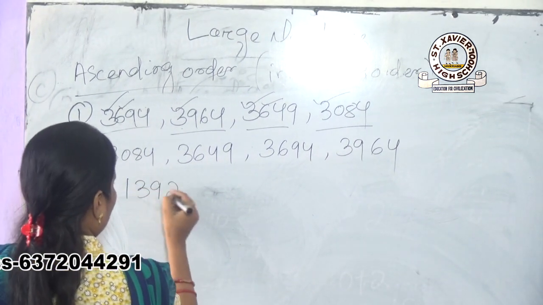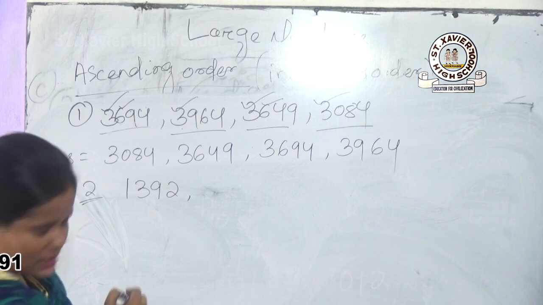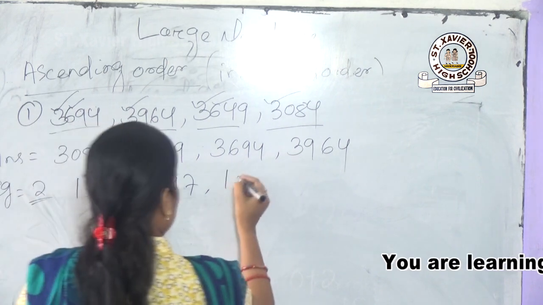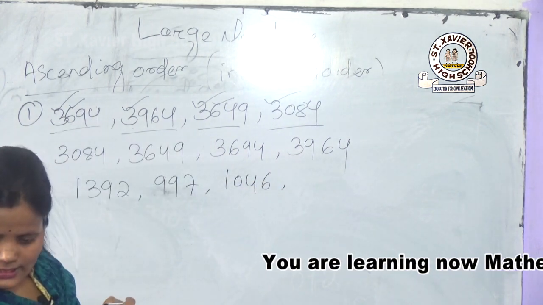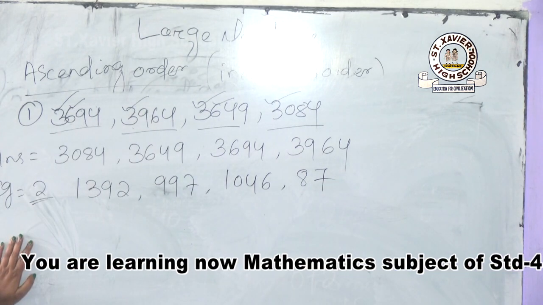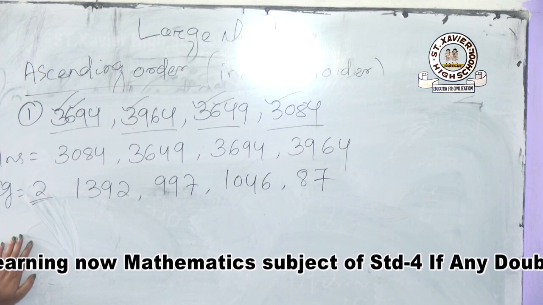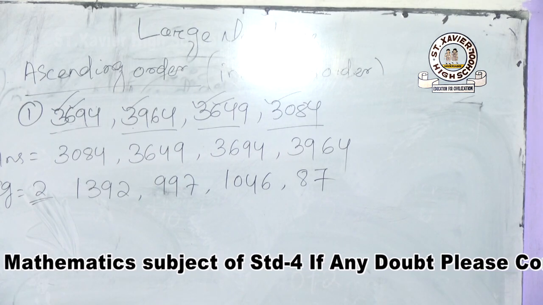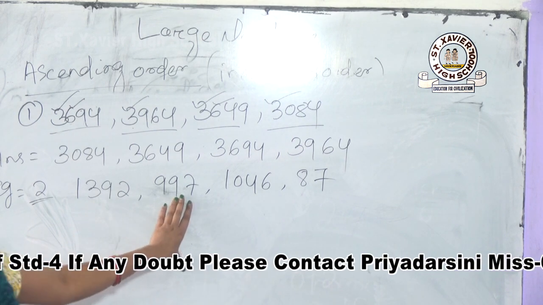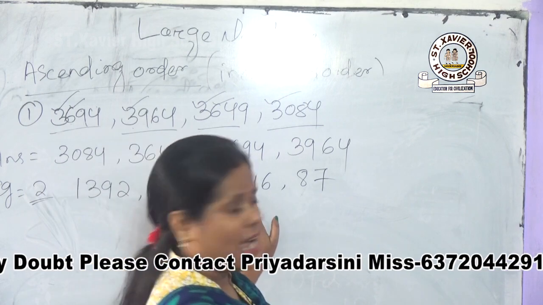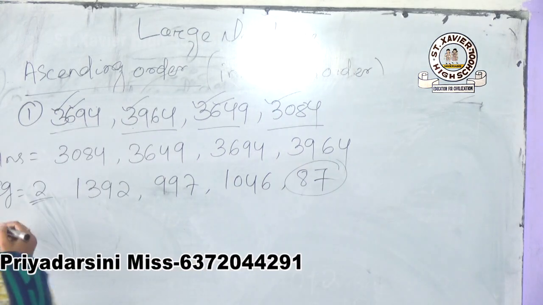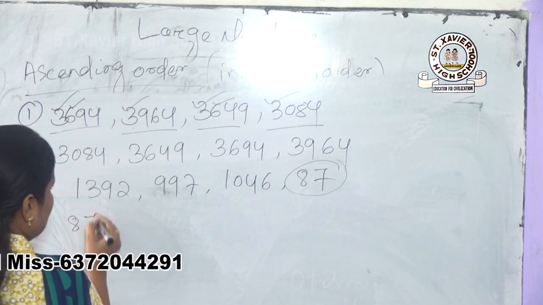Just another example: 1392, next number 997, and 1046 and 87. Here there are 4 numbers, so we can arrange them in ascending order. First we count the digits in each number. This is a 4-digit number, this is a 3-digit number, this is a 4-digit number, and this is a 2-digit number. So first the 2-digit number is the smallest, 87.